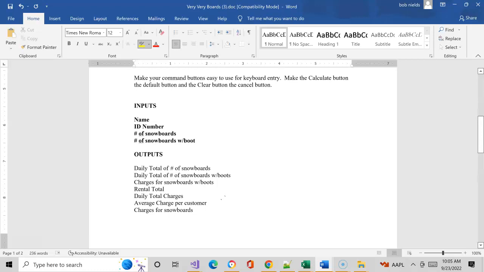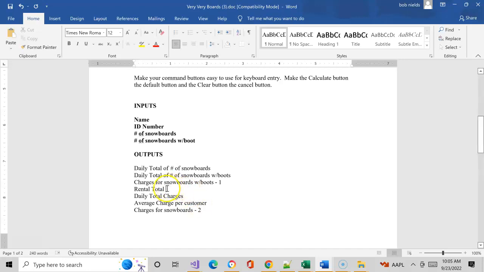Remember, a customer is going to come in and say how many snowboards they actually want and how many snowboards with boots they actually want. We want to press submit, and there should be a total for the charges for the snowboards with boots. So there you go, that's number 1. That's the first thing we solved for, and the charges for snowboards without boots should be number 2, or vice versa. That should then give us our rental total.